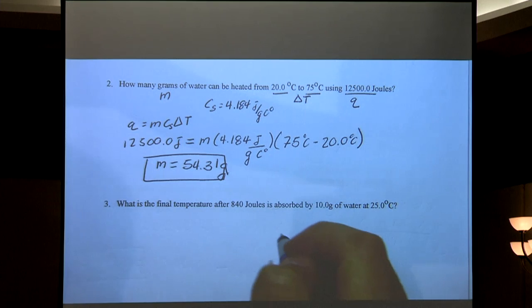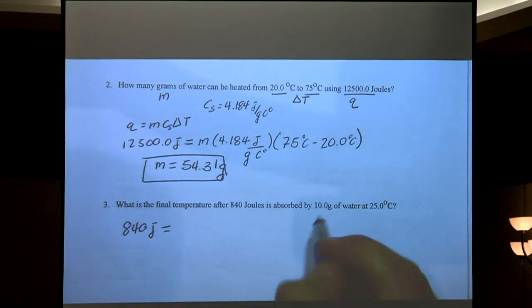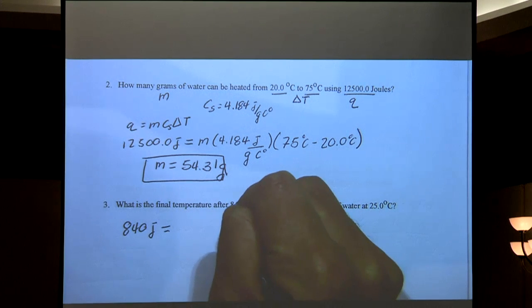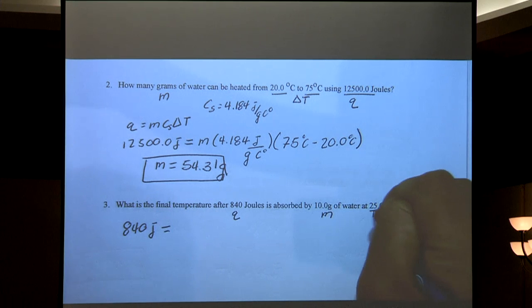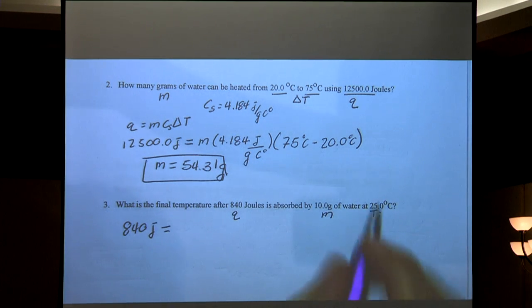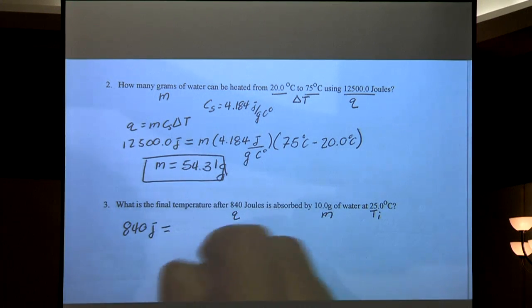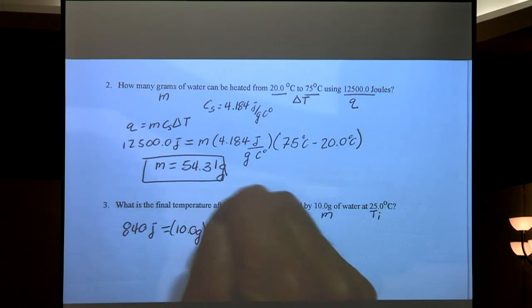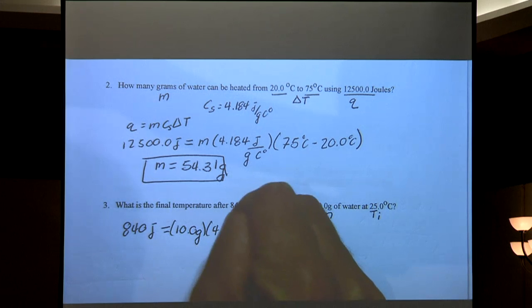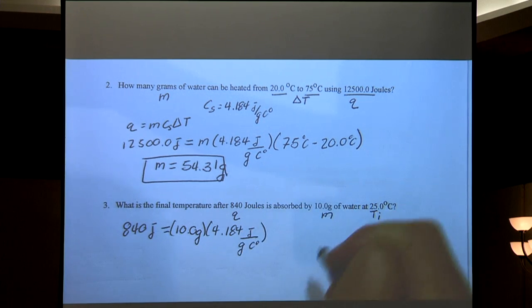So we have 840 joules equals my mass. So this is Q, M. This is my T what? Ti, and we already have our Cs, which is from every other problem we've done. So M grams, 0.184 joules per gram times degrees Celsius.